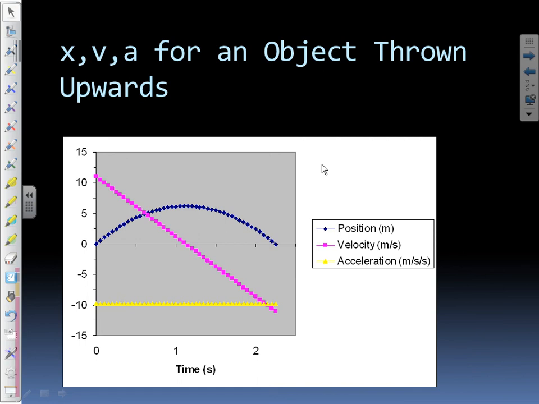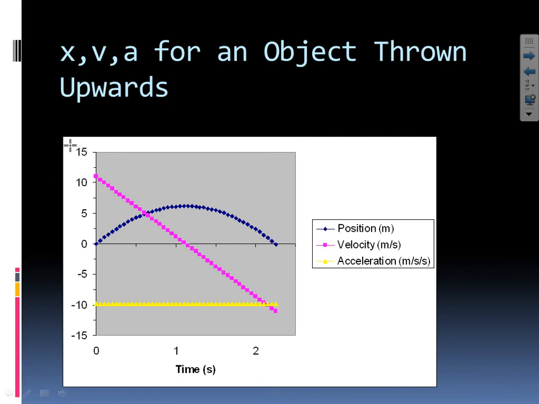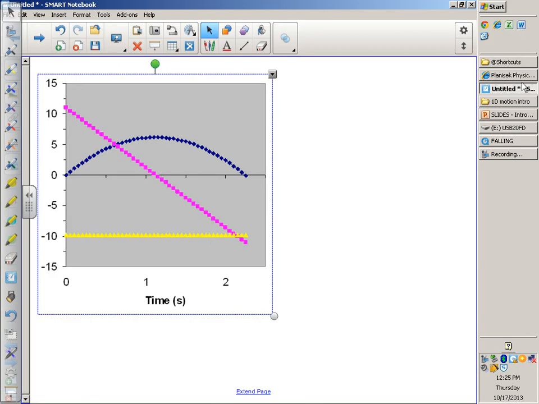These pictures up on the board represent the position graph, the velocity graph, and the acceleration graph for this ball as I throw it into the air. Where's the reference point in this problem? Where is it physically in the situation of me throwing this ball into the hand? That's my hand, right?